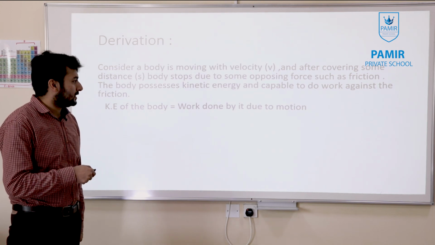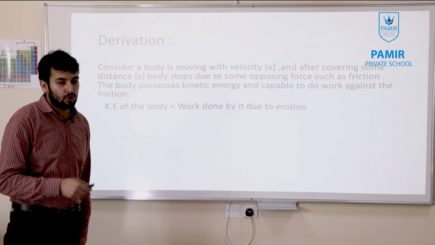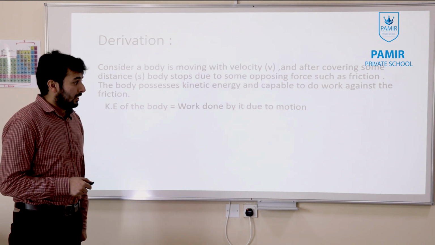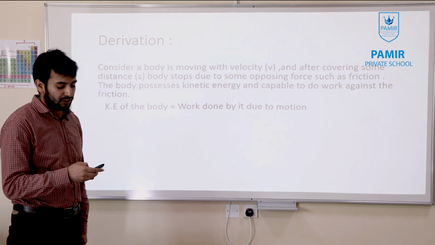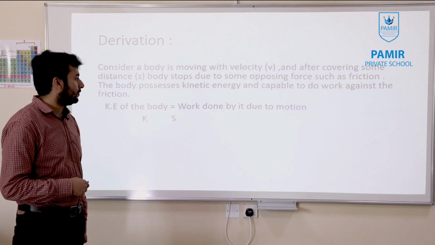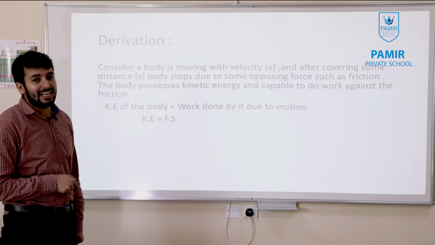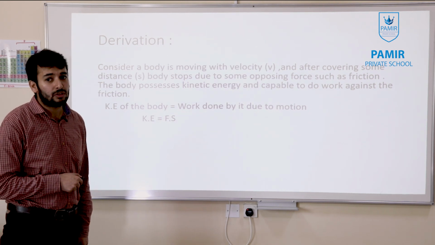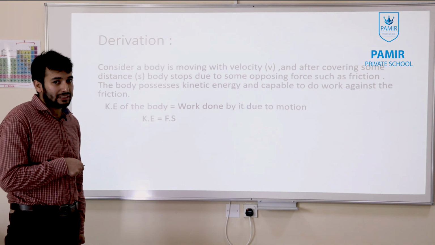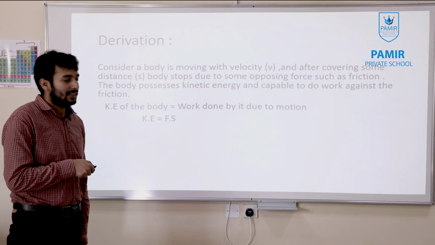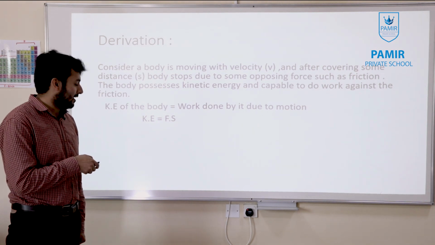Kinetic energy of the body is equal to the work done by a body due to its motion against friction. So KE is equal to Fs. Fs, you know that it's the formula of work done. The formula of work done is Fs. So I denoted kinetic energy as KE, and the work done is Fs.